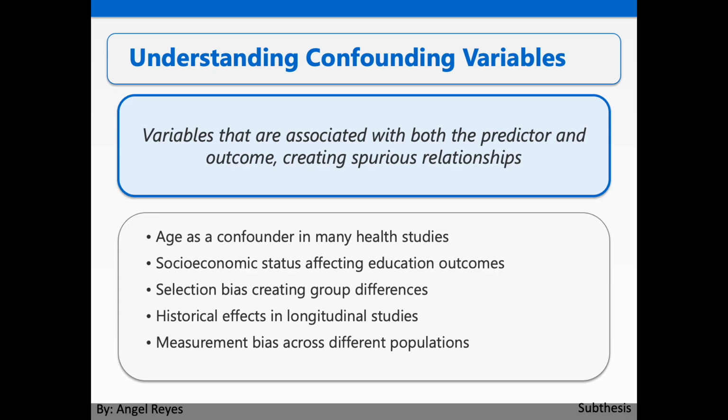Historical effects occur in longitudinal studies when societal changes over time influence our results. If we're studying career development over decades, changes in the economy, technology, or social norms might explain patterns we observe. Measurement bias can occur when we measure variables differently across different populations, leading to apparent differences that are actually due to measurement issues rather than real differences.